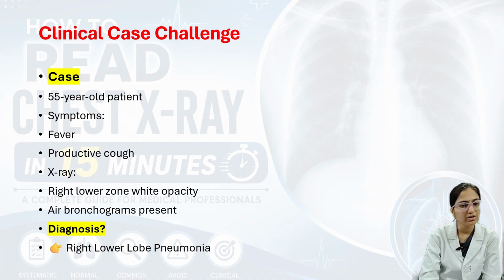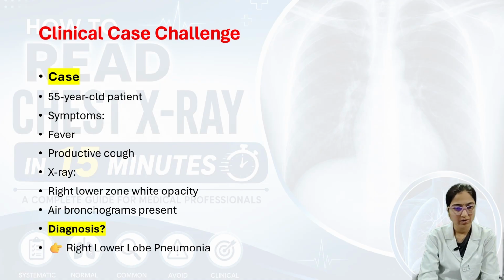We'll see one case here. A 55-year-old patient with symptoms of fever and productive cough. The X-ray found right lower zone white opacity, and air bronchograms present. What is the diagnosis here? Right lower lobe pneumonia. We need to conclude like this. We need to diagnose like this.